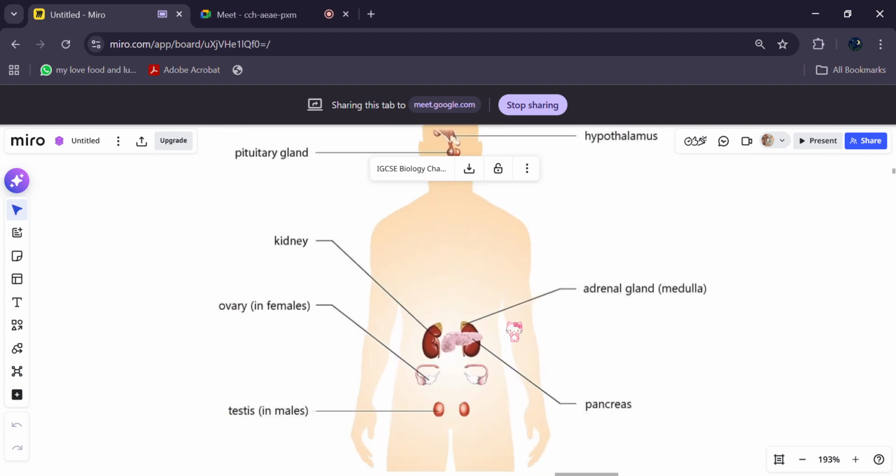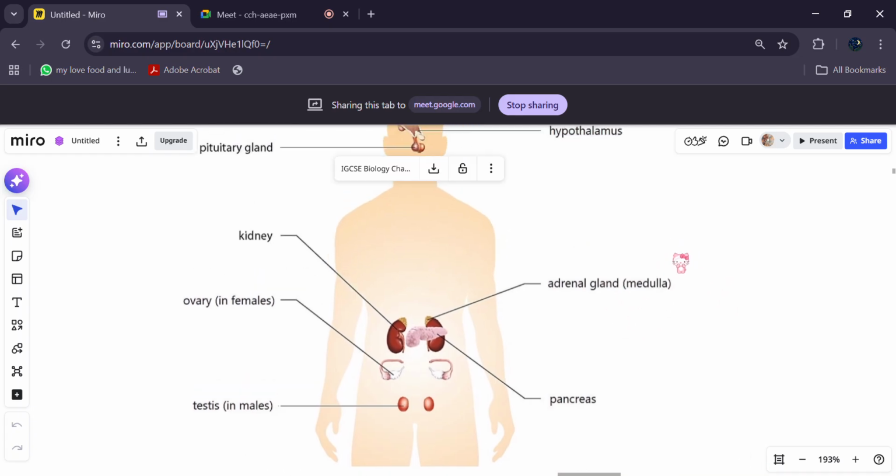And down here, we have more endocrine glands such as the kidney, pancreas, adrenal gland, and ovary and testes. The adrenal gland, as the name suggests, is the gland in charge of producing the hormone known as adrenaline. The adrenaline that you use in a situation known as the fight or flight response. The adrenal gland is the gland that secretes the adrenaline.